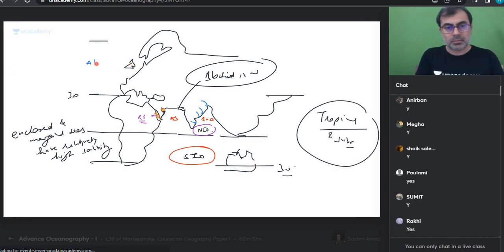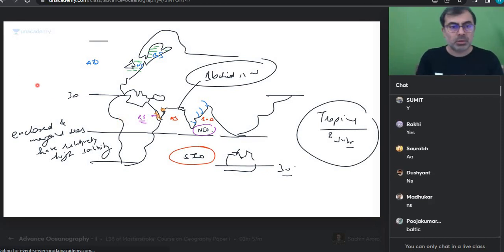Atlantic Ocean, North Sea, Baltic Sea. Okay. This time Atlantic Ocean, North Sea and Baltic Sea. Out of Atlantic and North Sea, which one will have higher salinity? Atlantic Ocean will have higher salinity.